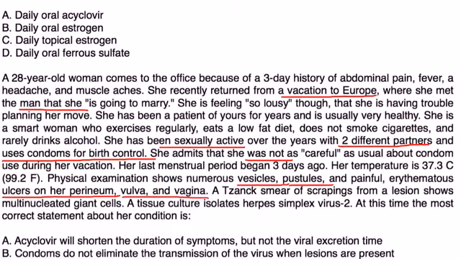A Zank smear of scrapings from the lesion shows multinucleated giant cells. A tissue culture isolates herpes simplex virus 2. At this time, the most appropriate correct statement is, well, you've only got 2 to choose from here. Condoms do not eliminate the transmission of the virus when lesions are present.